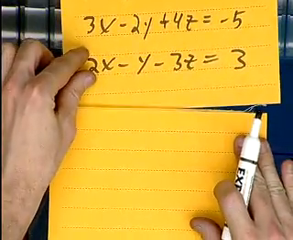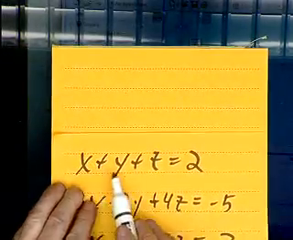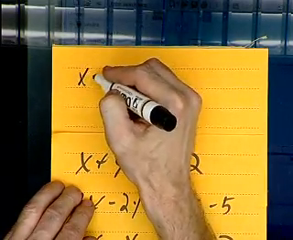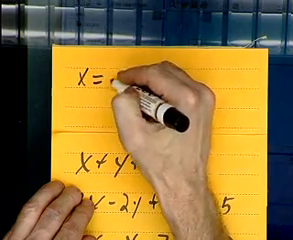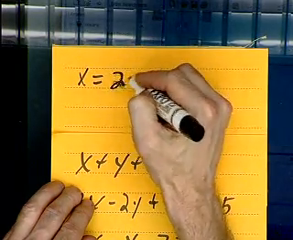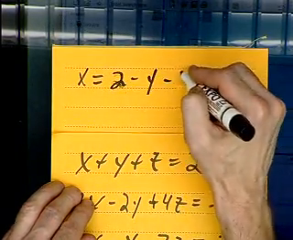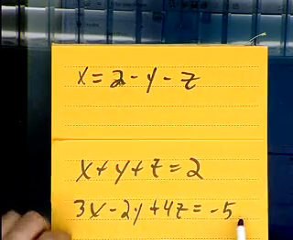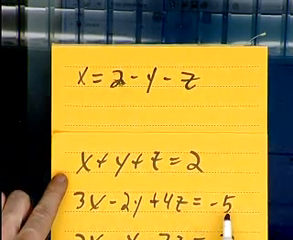So what I have here on the first equation was x plus y plus z equals 2. I'm going to write that as x equals 2 minus y minus z. And then in my middle equation, I'm going to solve that one for y.